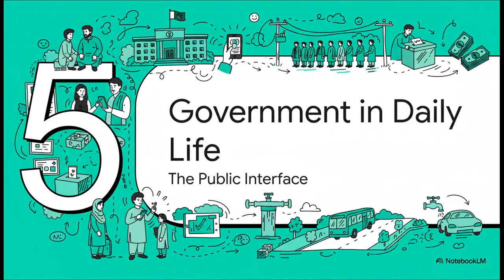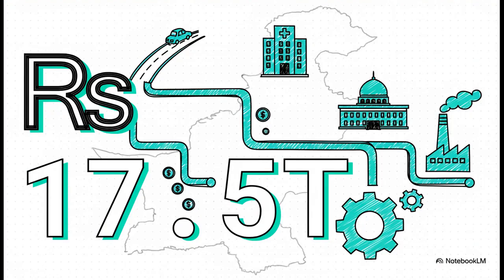Okay, let's bring this all down to earth and make it even more practical. We've seen the blueprint, we've traced the power grid, but how does this entire machine actually connect with you, the average citizen, on a daily basis? Well, let's start with the sheer scale of this operation. The federal government is working with an annual budget of around 17.5 trillion rupees. That's the fuel that powers the entire national machine, funding everything from major highways to local hospitals.